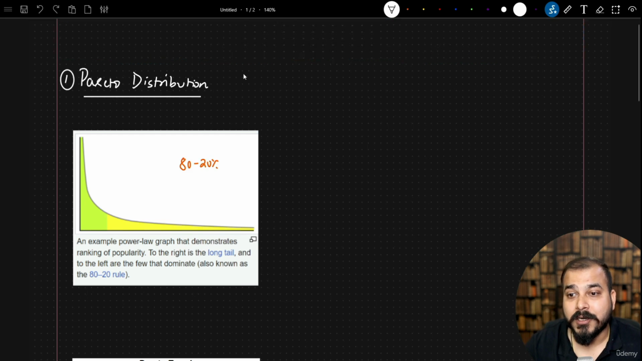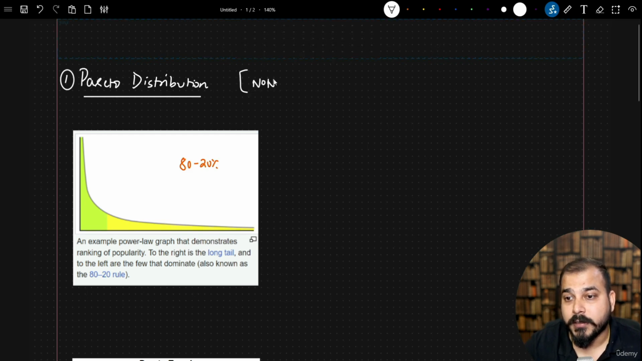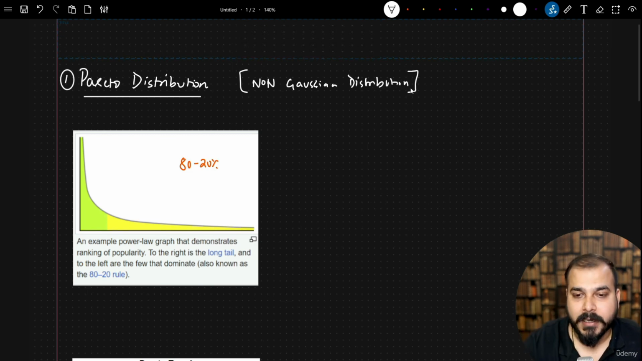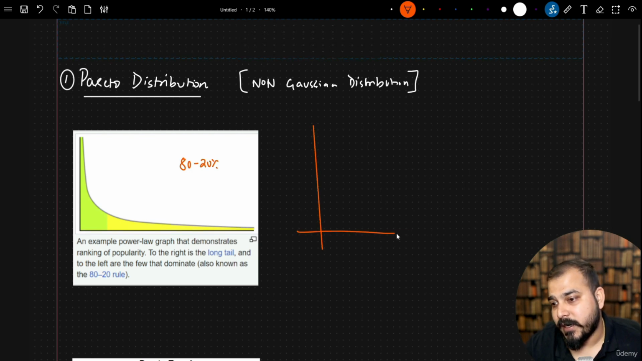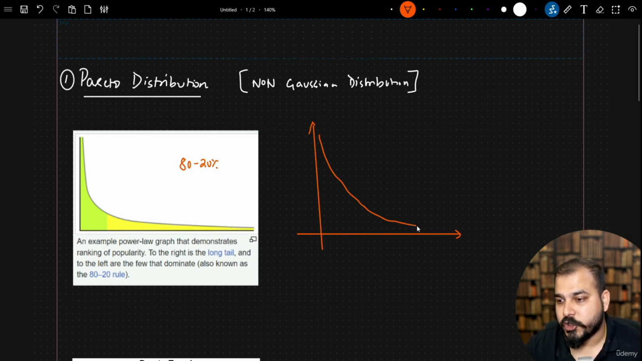And this is a non-Gaussian distribution, right? It is a non-Gaussian distribution, and obviously we have seen a lot of examples with respect to power law. But mathematically, we really need to understand something very important about the Pareto distribution. Usually in this scenario, if I consider an example, this can be a Pareto distribution. This shape can basically be a Pareto distribution.